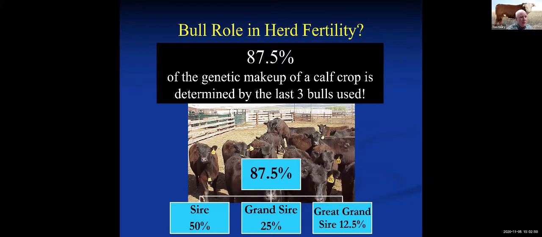I know that we talk about reproductive traits being less heritable, but I think a big part of that also comes from the fact that reproductive traits are extremely difficult to measure. So I think that's a big part of that.